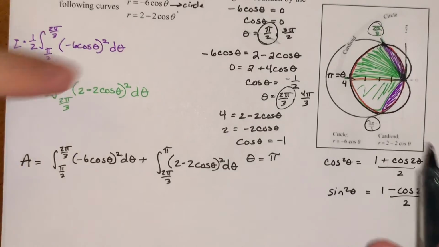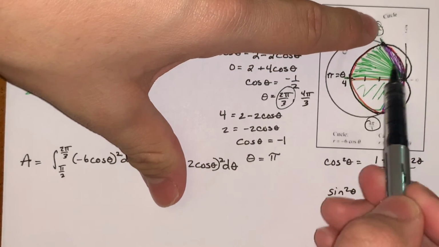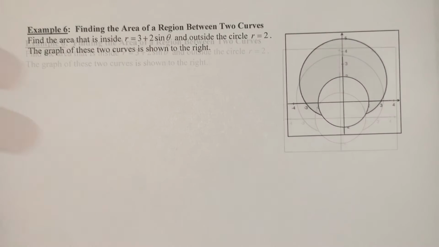All right, so again, this is one of the examples where you have different areas that you're solving for, and you're adding the two integrals together.